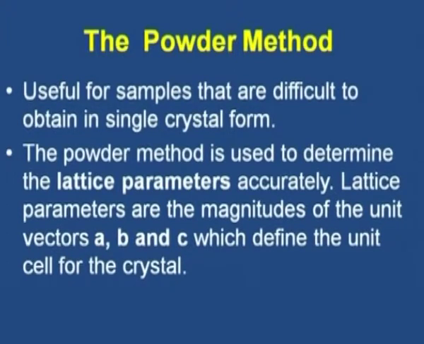Lattice parameters are the magnitudes of the unit cell. What do you mean by lattice parameter? If you take a cube, you have only one lattice parameter, a, because in a cube all the sides have equal dimension. On the other hand, think of an orthorhombic structure. What is an orthorhombic structure? a is not equal to b, not equal to c. The cell dimensions in the three mutually perpendicular directions, a, b, c, are all different. That is the orthorhombic structure.